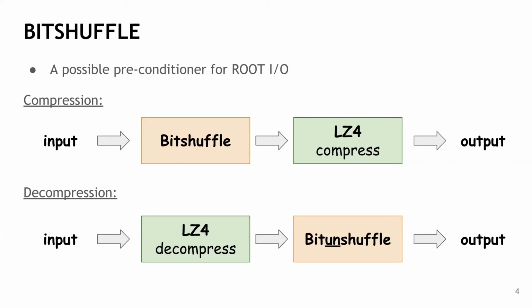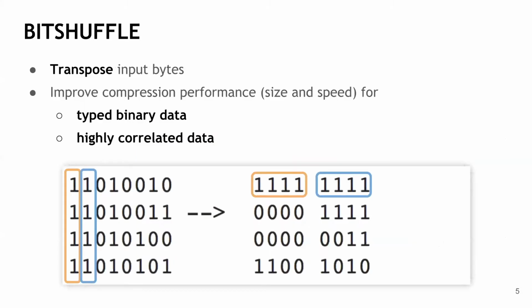When you compress some data, firstly, Bitshuffle manipulates the input bytes according to a predetermined algorithm, and then we apply LZ4 to get compressed data. On the other hand, when you decompress some data, firstly apply LZ4 decompression, and then do bit unshuffling to get the original data. Bitshuffle transposes input binary data as shown in this illustration. When Bitshuffle gets the data on the left, the input is transposed to the data on the right. Bitshuffle is known to improve compression performance, that is compressed size and decompression speed, when the input is typed binary data or when adjacent bytes are highly correlated.